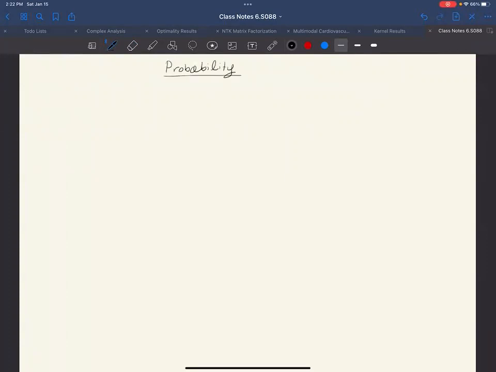The last thing I would need you to know is some basics of probability theory. I'm not going to go into all of the terms here at the moment, but what I will do is go over some key notation that I'm going to use in the course.